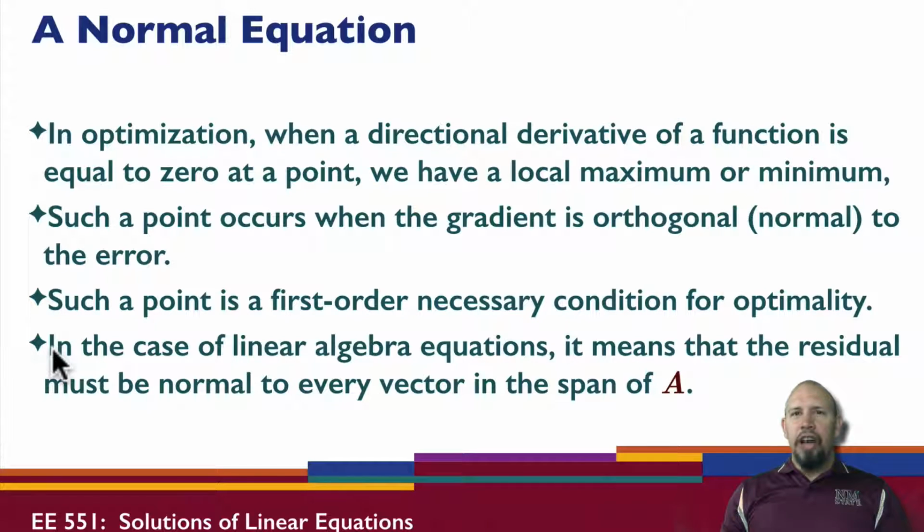In the case of our linear algebra equations, it means that the residual, the error, must be normal to every vector in the span of A. So we kind of saw that already when we looked at the projection theorem. And that's basically it: the projection theorem actually leads to a normal equation. We'll see that here in a little bit. But these are some important topics to consider when looking at the solution to the basic linear algebra problem. We're going to move on to the overdetermined problem.